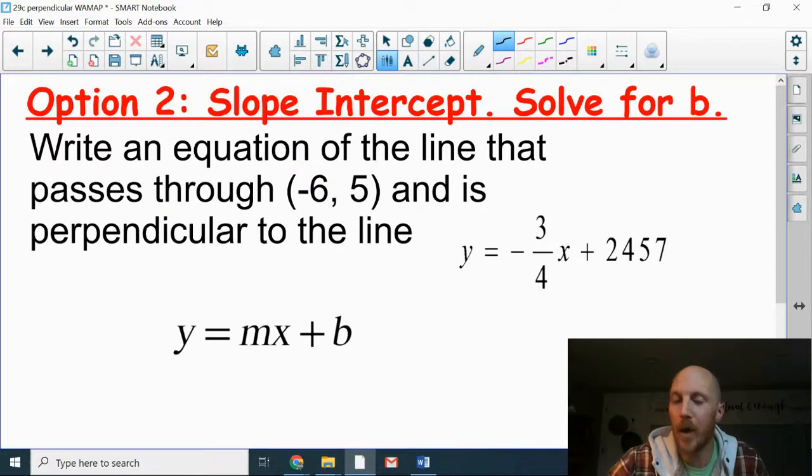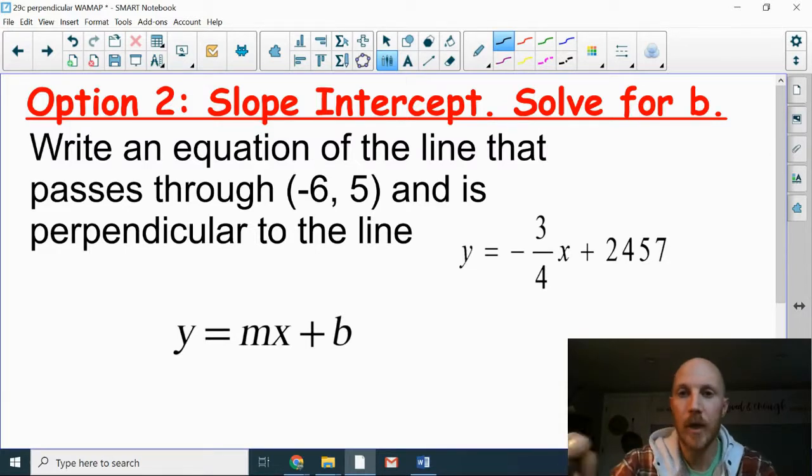Let's take a look at option number 2. So I'm going to use the same problem just so we can have some familiarity here. Option number 2, I'm going to write the equation in slope-intercept form the entire time. Now, we saw this a couple of weeks ago. I don't know if you used it back then, but I showed it to you then, and I'll show it to you again now. So I'm going to start in slope-intercept form, but I will need to solve for the b, the y-intercept value.